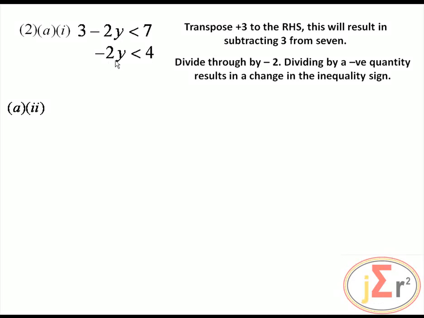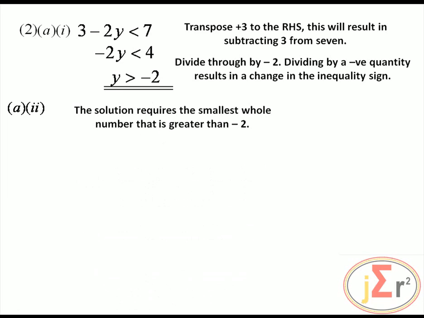Then we will divide both sides by negative 2. So negative 2 will be eliminated from the left hand side, and we divide 4 by negative 2, and the result is negative 2. In so doing, we are dividing through by a negative quantity. When dividing by a negative quantity through an inequality, we will change the inequality sign. So that is a requirement for the change of the inequality sign to the opposite one. So we'll change this sign to the opposite one because we are dividing through by a negative 2. So the result is y is greater than negative 2.